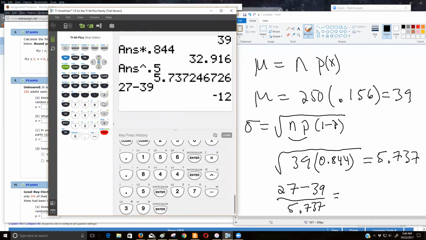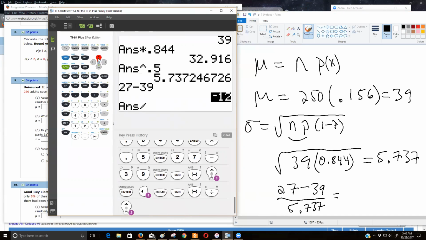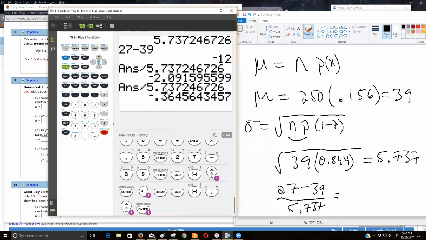On these graphing calculators, I don't know what kind of calculator you're using, I can come up and grab it. Whoops, I meant to put a division sign there. Let me clear it and do it again. With the second answer, to get the last calculated answer, I could just type in -12. And I'm going to divide that by the standard deviation number. So this z-score is a negative 2.09.